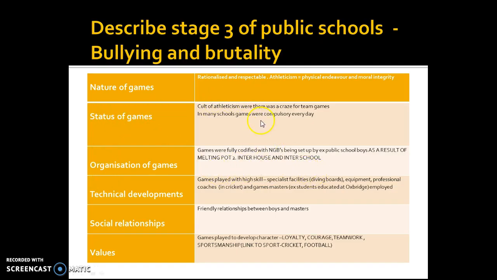So basically, status of games. The word cult, obviously, if you're in any kind of cult, I hope you're not, basically means that there's a craze for it. It's absolutely huge. Games were compulsory in schools every day, and they became almost a vehicle by which schools were sold. Okay, this was the key thing. How good your school was at a certain game could influence your intake compared to other schools, because they were that important in terms of how you could transfer skills into war. So when you got into battle, that's when it became so important.